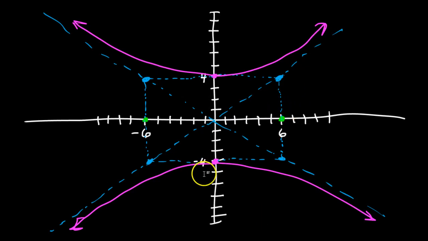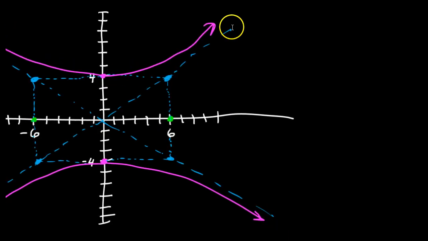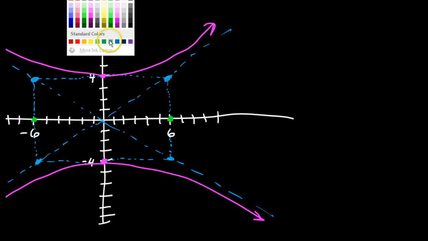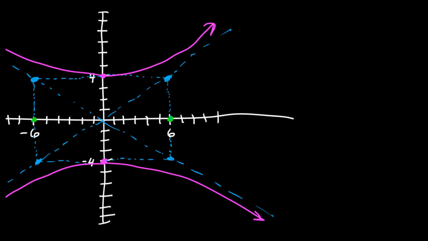Well, I like to use point-slope form for the equation of a line. So remember that point-slope form works like this. In general, we do y minus y1 is equal to the slope times x minus x1, where m is the slope and x1 and y1, that's a point on the line.